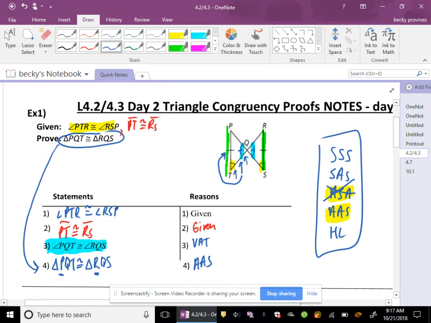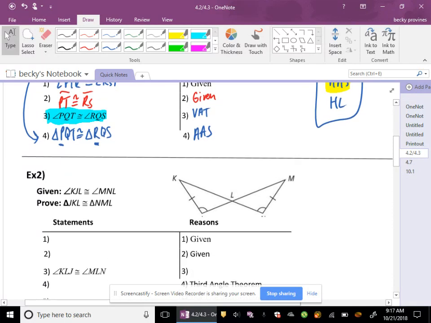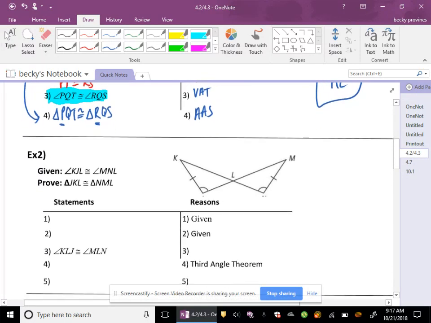All right, good. So let's go ahead and look at the next one. All right, so we have some given information.